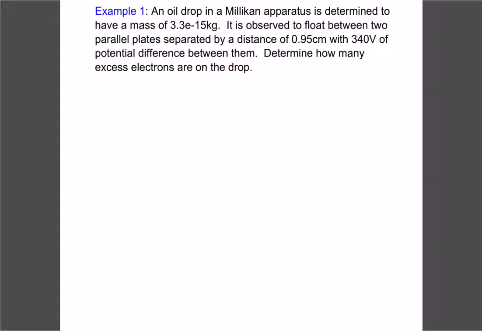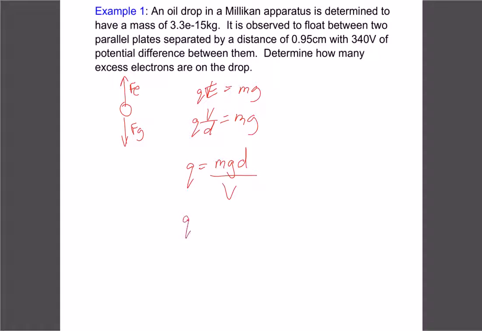So let's do an example. It's a pretty basic example. We've got an oil droplet with a mass, and it's floating. The question is, how many electrons are on this oil droplet? We have the electric force pushing it up and gravity pulling it down, so QE equals mg. And electric field, remember, is voltage over distance. So the question is, what is our charge? It's mgd over voltage.